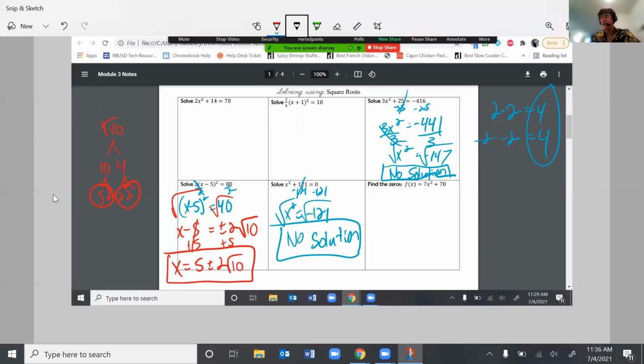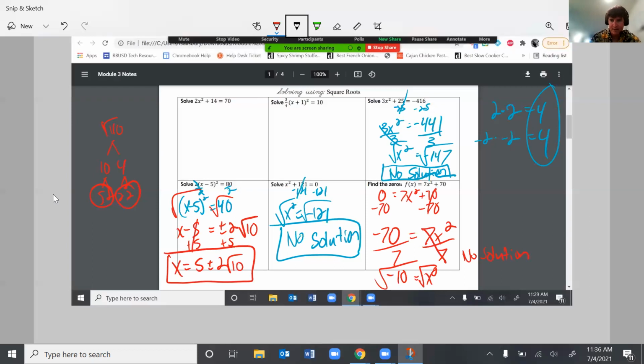And then finally, our last question here. Find the zeros. So first step, set it equal to 0. And solve. So divide by 7 or subtract 70 on both sides. Negative 70 is equal to 7x squared. Divide by 7. x squared is equal to negative 10. Take the square root. Can't do the square root still of a negative number. So we get another no solution.